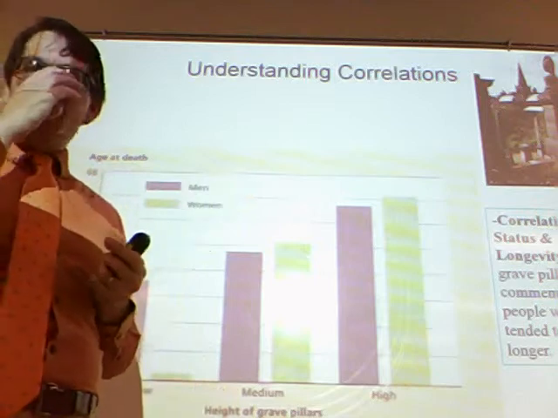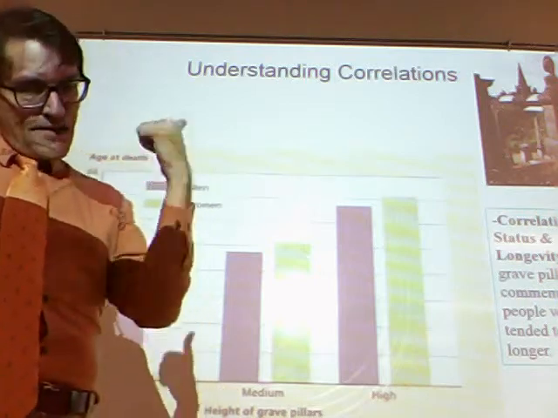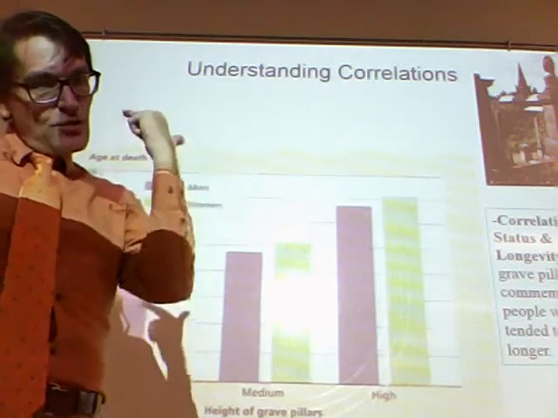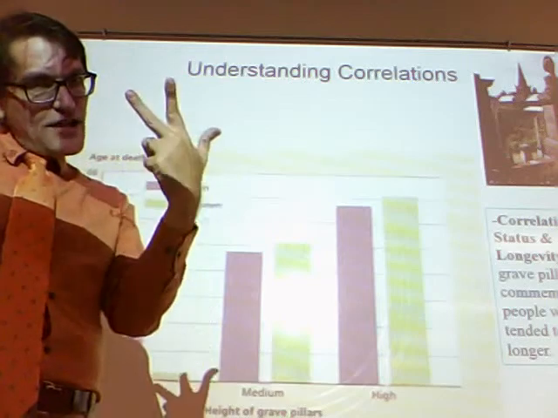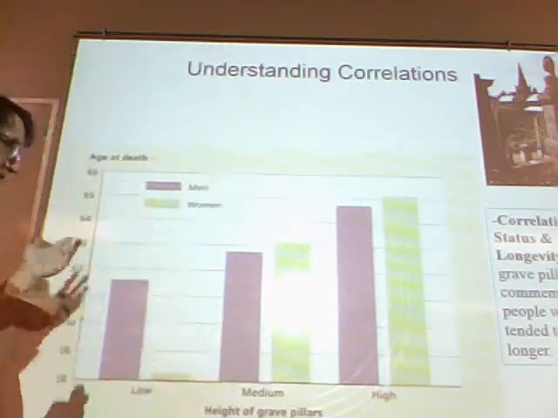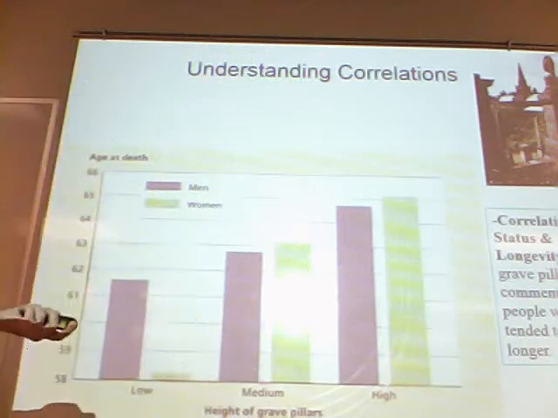No, there's probably an outside factor. If you're rich, you have access to good medicine. If you have access to good medicine, you live longer. And if you're rich, you can afford a better gravestone. So it's the amount of wealth you have that explains this relationship, rather than the relationship itself.